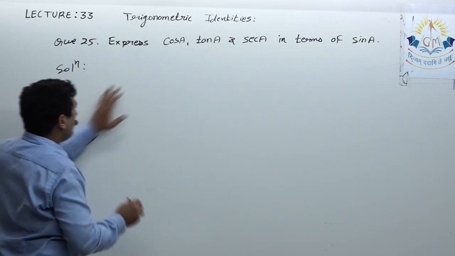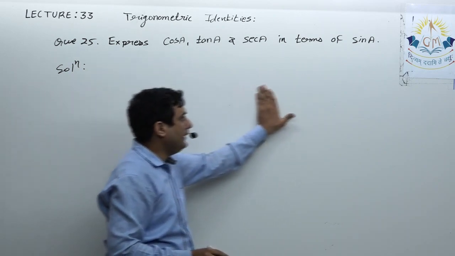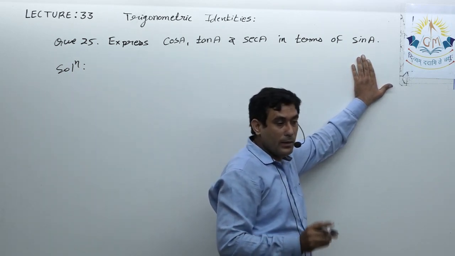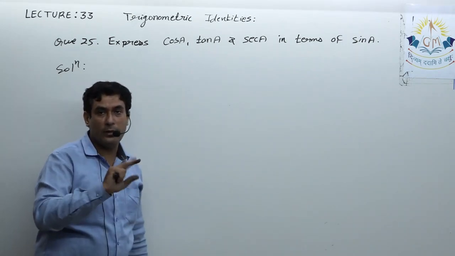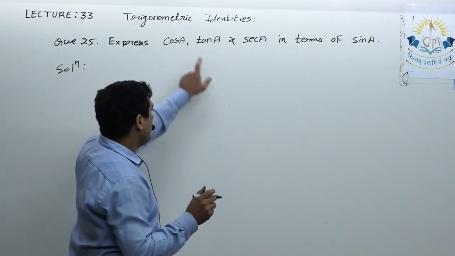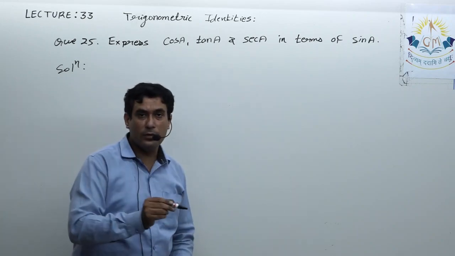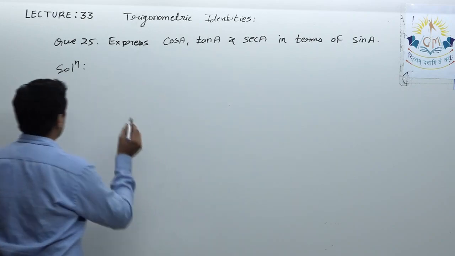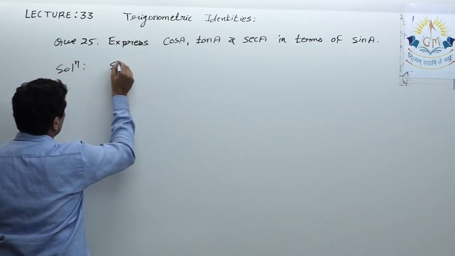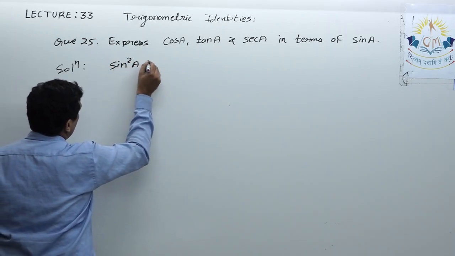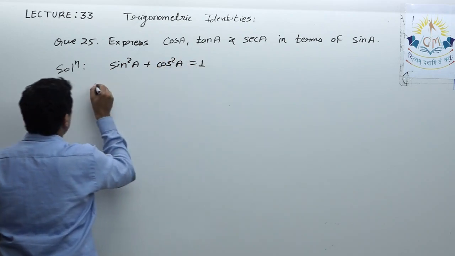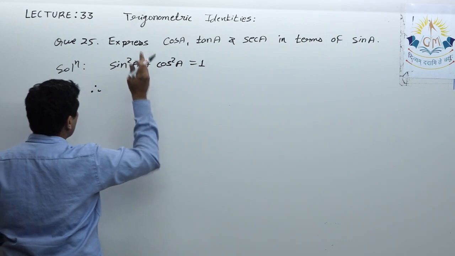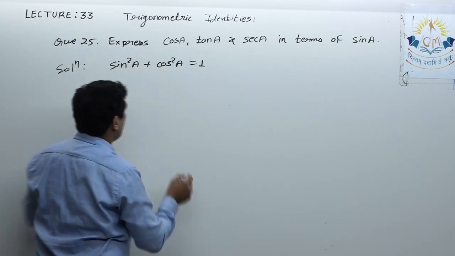See, I have to write cos A in terms of sin A. It means, first of all, I have to find a relation between cos and sin directly. There is a relation between cos and sin, that is sin square A plus cos square A is equal to 1. So I will start with sin square A plus cos square A equal to 1. What I have to do is write cos A in terms of sin A.